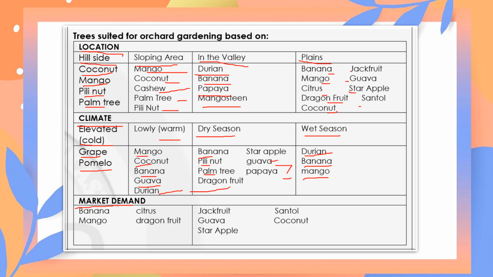So what do you notice, children? What is the most grown fruit-bearing tree that almost grows in different climates? Okay, so we have mango, and we have also banana.